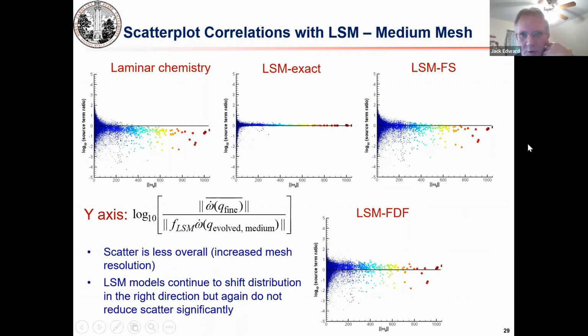Now this goes to a coarser grid. This is the medium grid. So the previous results were the coarse grid. On the medium grid, everything improves because, again, you're resolving more of the turbulence and chemistry interactions, but still you see some deficiencies in the LSM models. They're not going to really capture the scatter of this very well. Now, the bottom line here, this is normalized source term, essentially a Damkohler number type description.